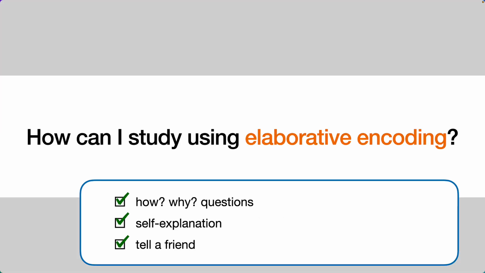And just briefly here, how can you study using elaborative encoding? One is by always asking yourself as you're encountering new information, how and why questions. These sorts of questions really get you to make sense of what you are learning about given what you already know, and to reveal holes in understanding that you might not have otherwise noticed. This is similar to the technique of self-explanation, which is simply the act of explaining your understanding of what you are learning. And finally, telling a friend applies here as well, because by telling a friend what you know, you will have to explain it to them, probably answering how and why questions as you go.